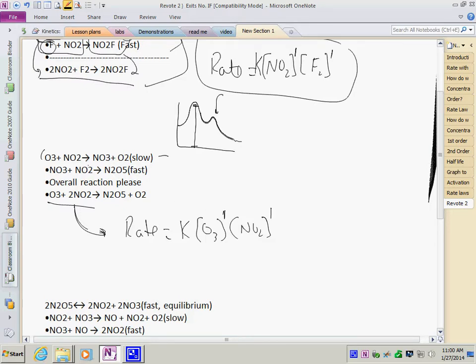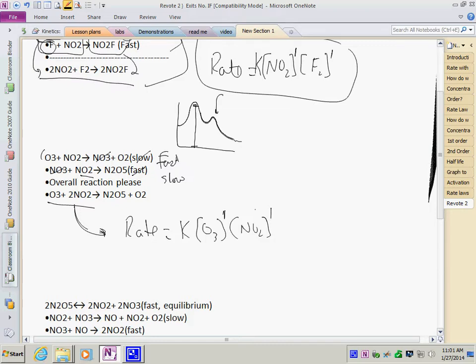And again, I'm done. Okay, I cannot include the fact that, well, this isn't my intermediate. But the fact that I have NO2 here, I don't put a 2 here because it is in fact not in the rate determining step. Only one of them is. Let's do a hypothetical example. Let's say we flip this to fast and flip this one to slow. Now the second one is the slow step.